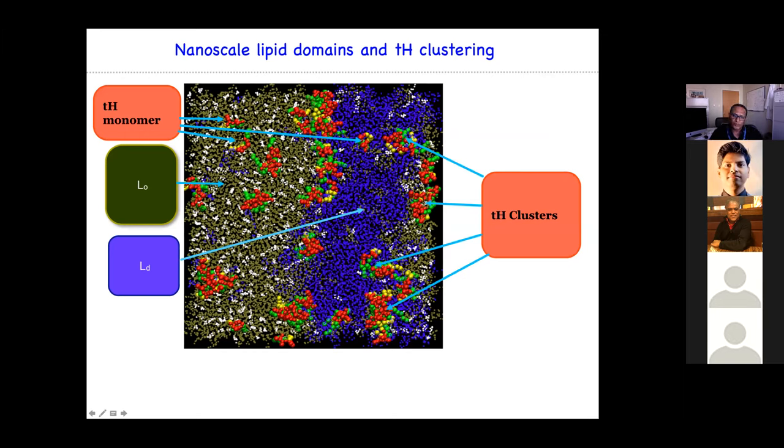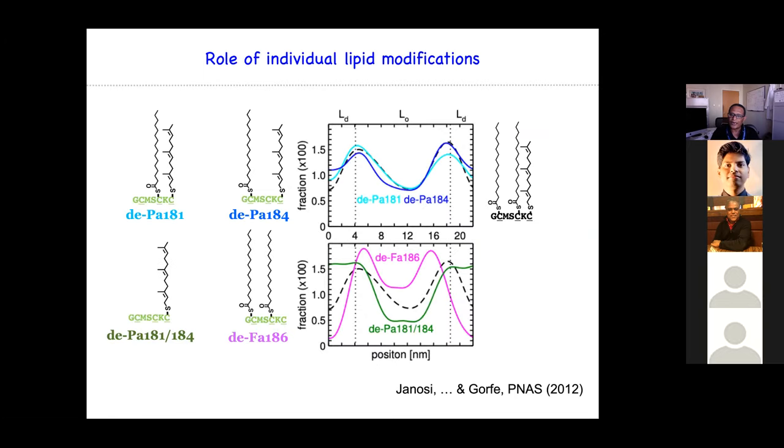And the monomers would distribute throughout the membrane, but the clusters tend to go to the boundaries as highlighted here. And here is a quantification of that. Again, to the right is a wild type TH and the black dashed line represents the distribution of these peptides in the bilayer, simply shown here in 2D. We centered everything at the LO, the liquid ordered domain, and the LD would be on each side. And the dotted vertical lines represent the domain boundary. And as you can see, the vast majority of the peptides tend to accumulate at the domain boundaries.